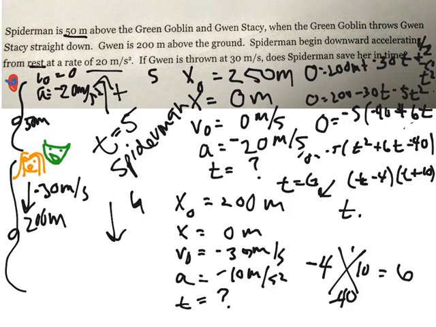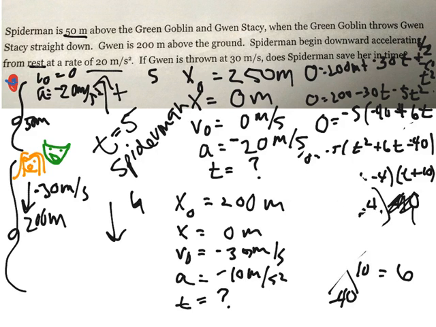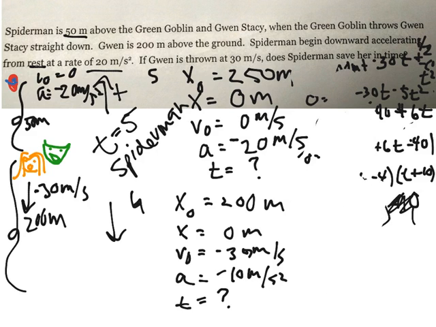So t can equal either a positive 4, because this has to equal 0, or a negative 10. And hopefully your knowledge of time knows, wait, Gwen didn't go back in time 10 seconds, so this one's impossible. So the time for Gwen is 4, which is definitely less than 5, so Gwen does hit the ground first.